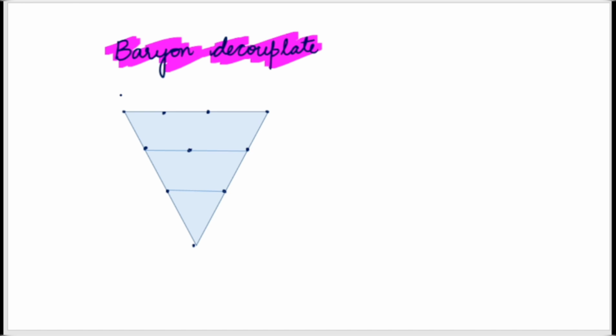So for the baryon decuplet, instead of lambda we have delta minus 1, and here it will be delta 0, and here it will be delta positive, and here it will be delta positive positive.